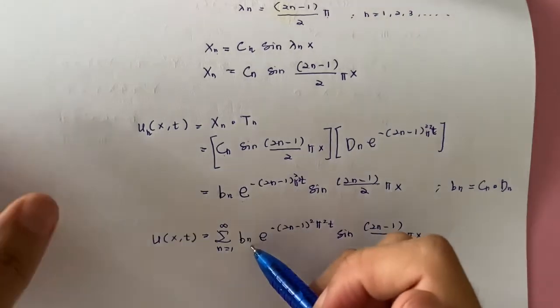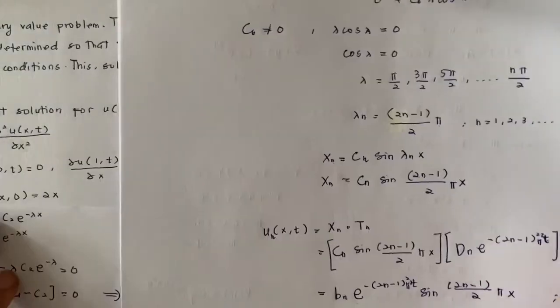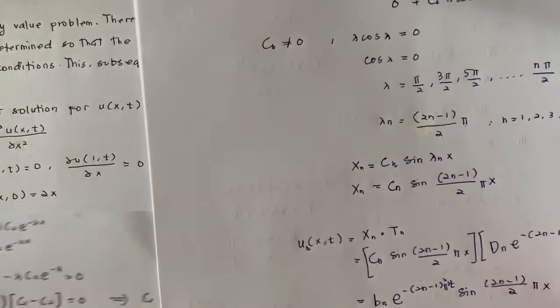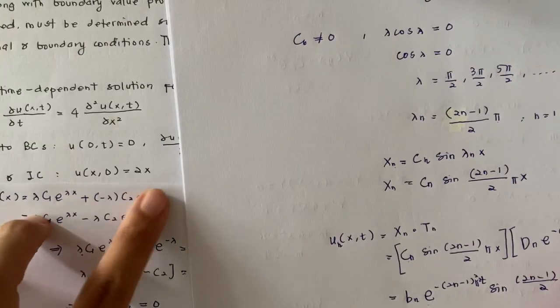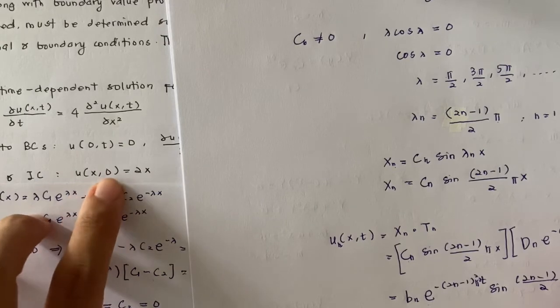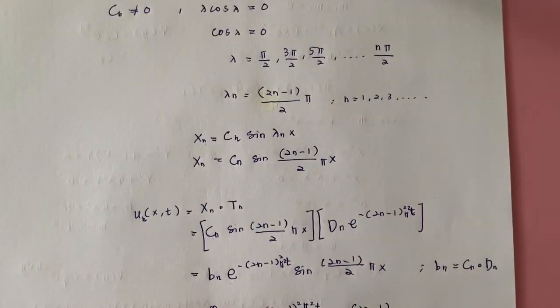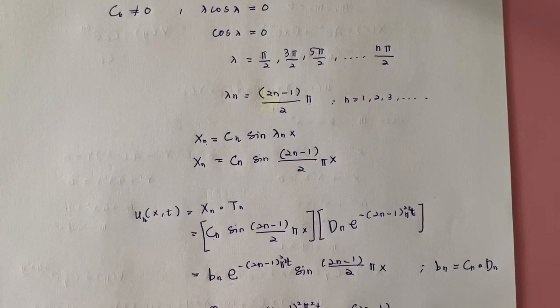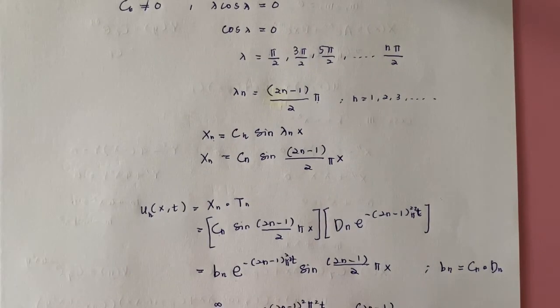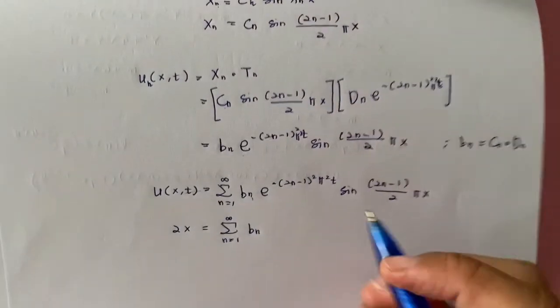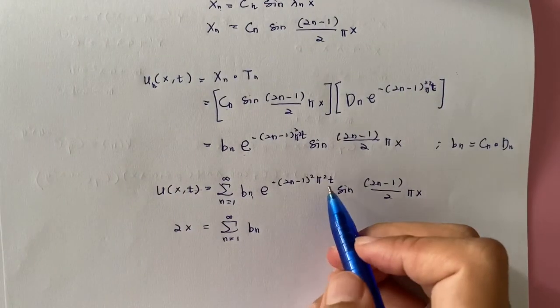Okay, so we can substitute our initial condition. The initial condition when t equal to 0, u is equal to 2x. Substitute t equal to 0, we have our u equal to 2x. So this one is equal to summation n equal to 1 to infinity Bn, substitute t equal to 0.